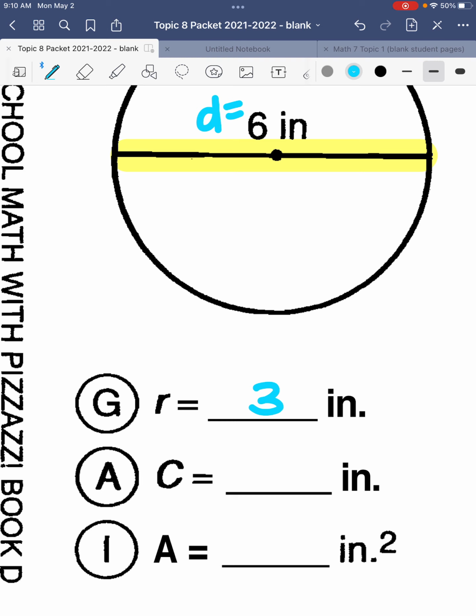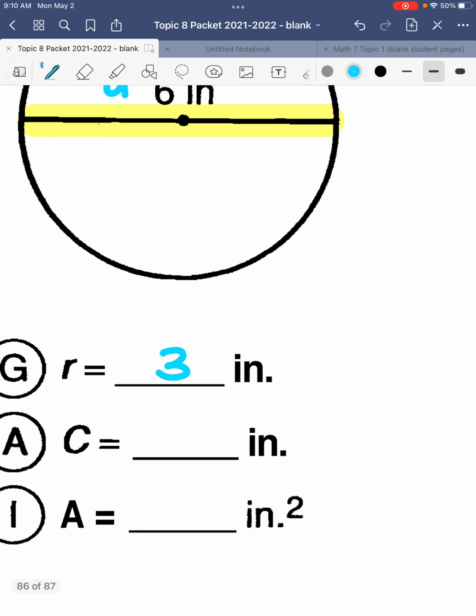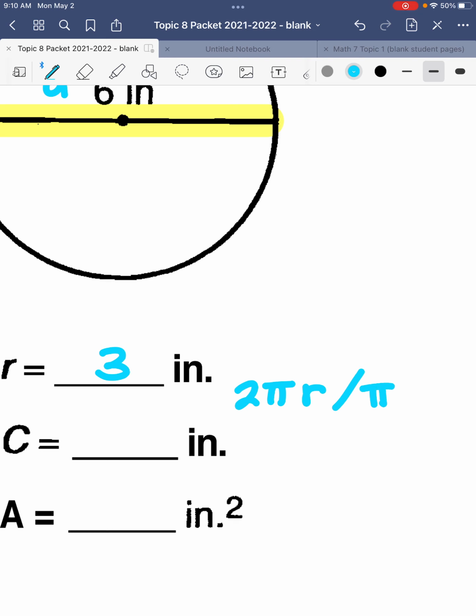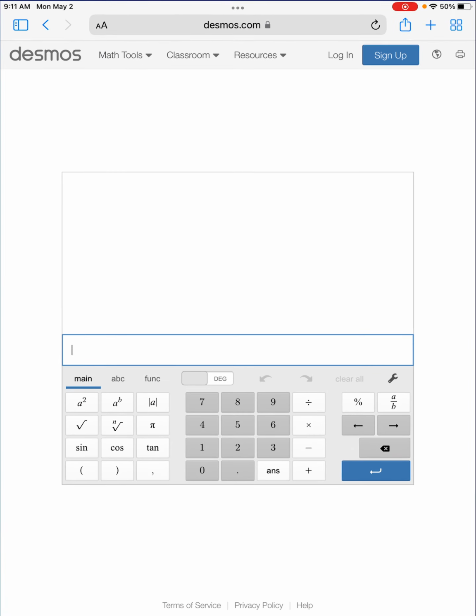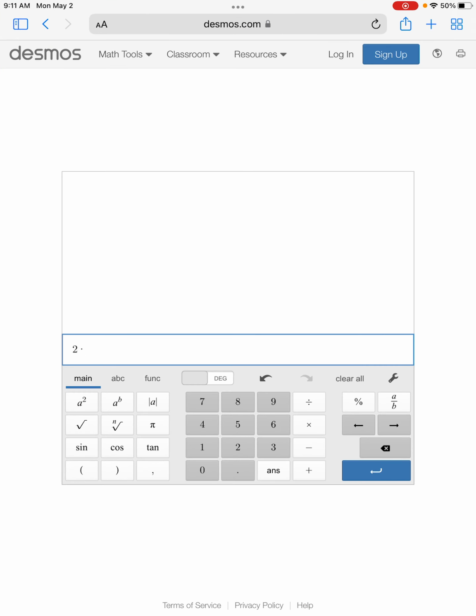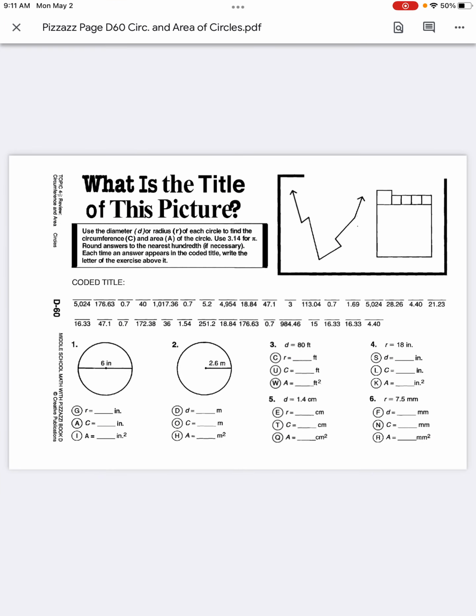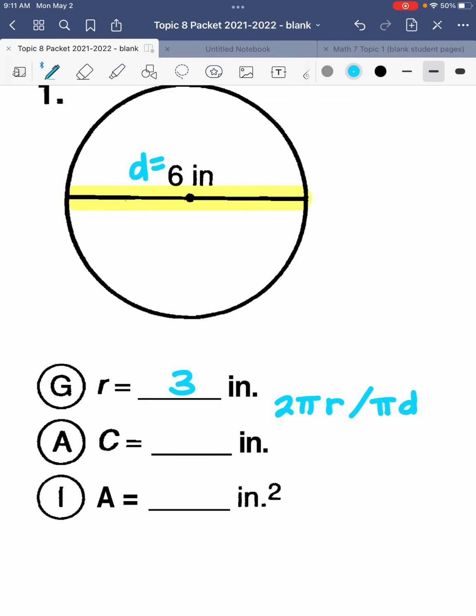Now, C is my circumference. So there's 2 different formulas I could use. I could use 2 times pi times the radius, or I could use pi times the diameter. Okay? Now, every time I see that pi symbol, I'm going to use 3.14. Okay? And it doesn't matter which formula we use. Let's use 2 times pi times the radius. So I'm going to go plug that into my calculator. So we have 2 times 3.14 times my radius of 3, and I get 18.84. 18.84 is my answer.